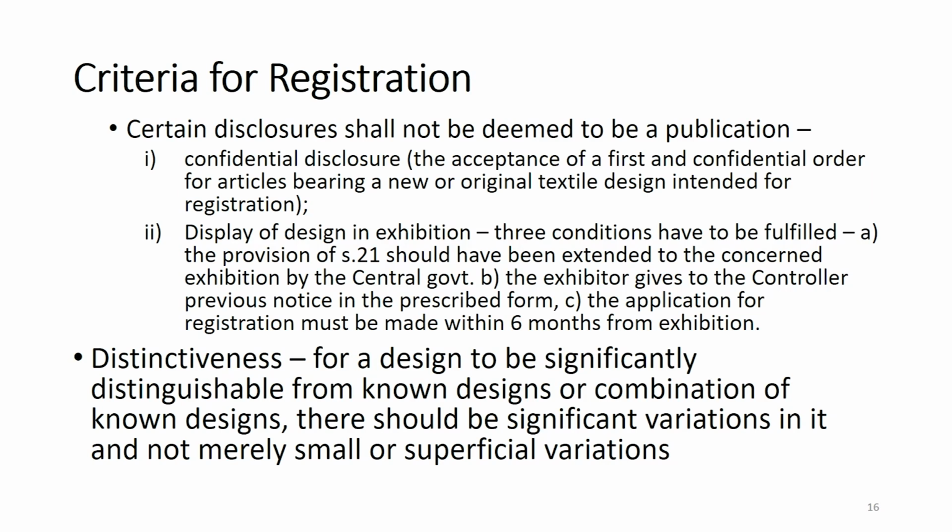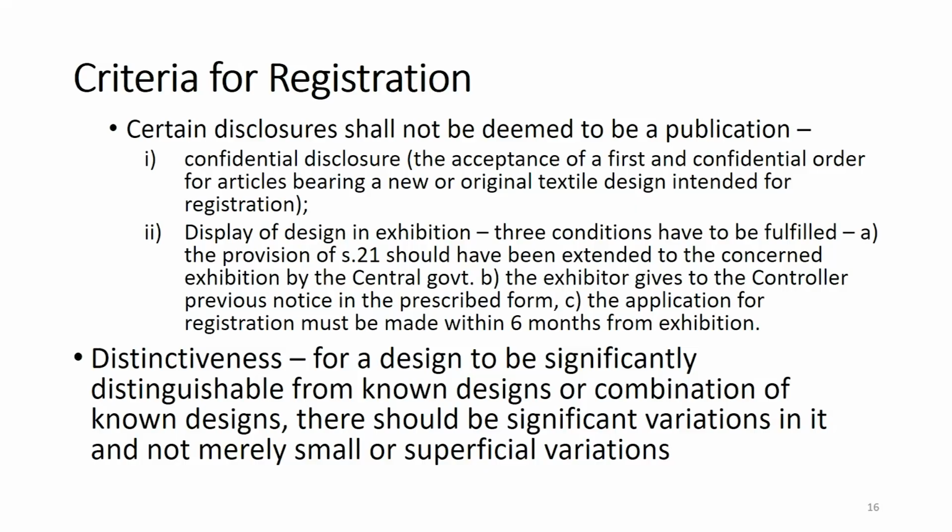But then there are certain disclosures which are excluded, and keep in mind the disclosures which are excluded, which I have discussed in patent law. Certain disclosures are not considered as disclosure. For example, confidential disclosures. If I am disclosing some design under confidentiality clause, then such a disclosure will not mean publication. For example, the acceptance of first and confidential order for articles bearing a new or original textile design which has not been registered so far, it is a confidential disclosure, it does not mean publication.